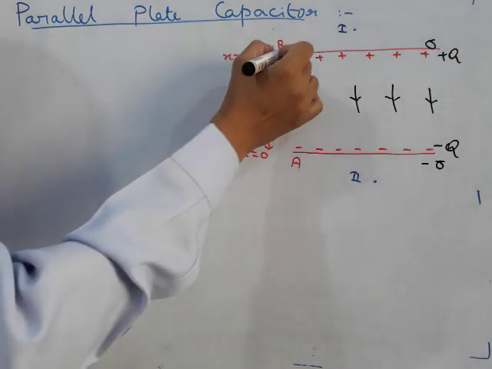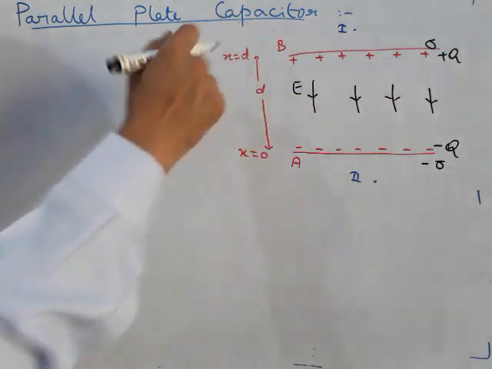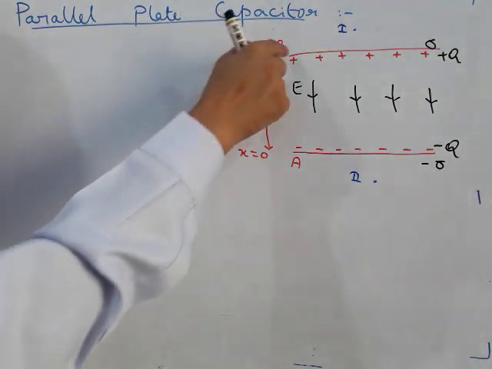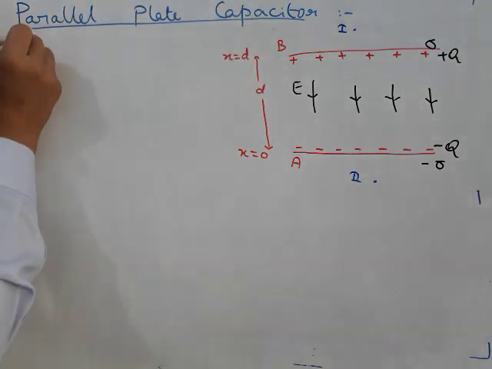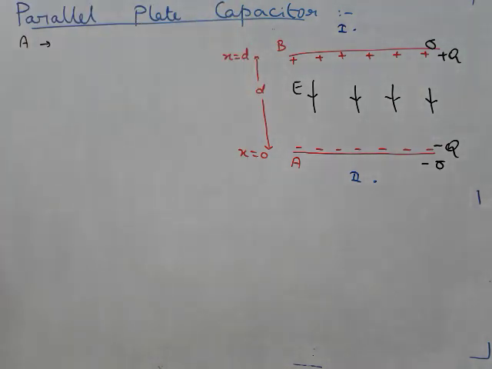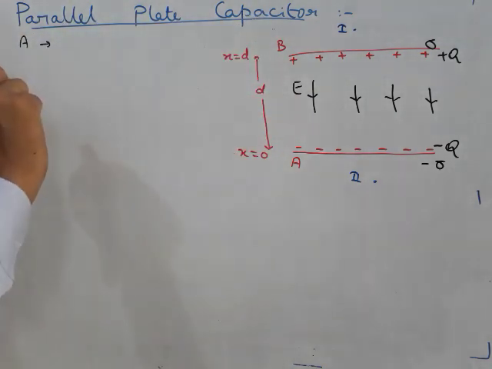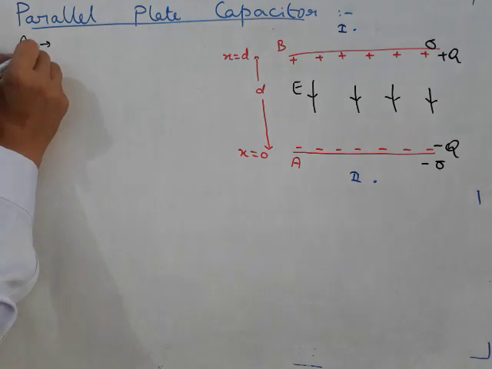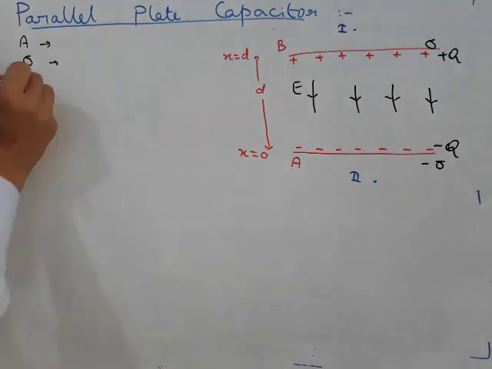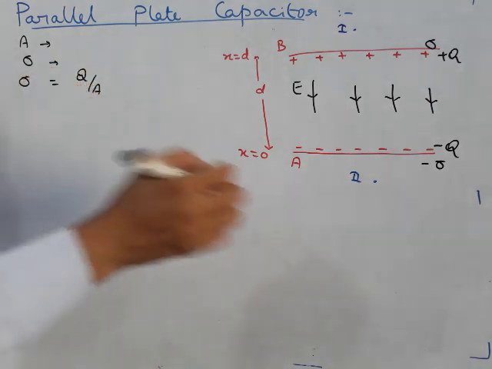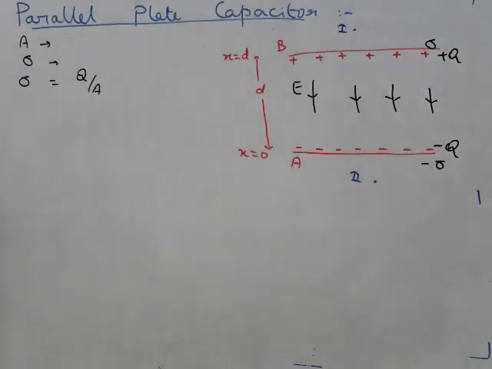Let A be the area of the plates of the capacitor. As I discussed, this plate can be circular or triangular or square. It will have some area. So A we write as the area of the plate of the capacitor. Q and minus Q are the charges on the plates of the capacitor. Sigma be the surface charge density. Then we can write sigma is equal to Q upon A. Likewise, minus sigma will be minus Q upon A.